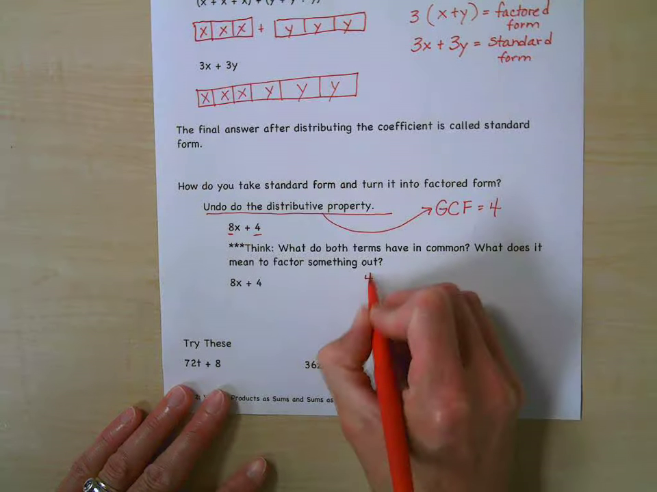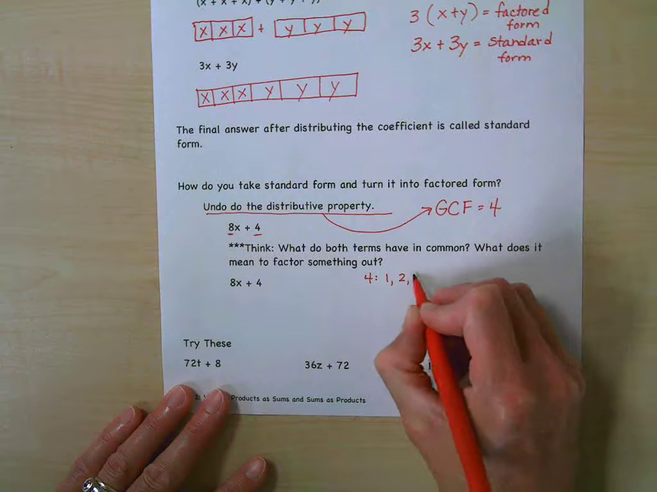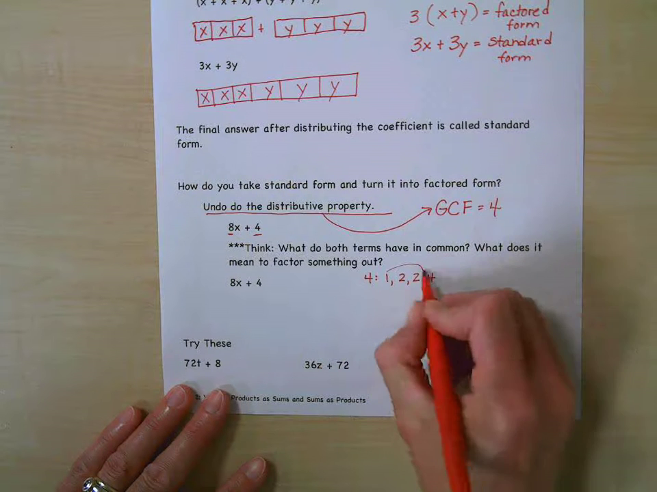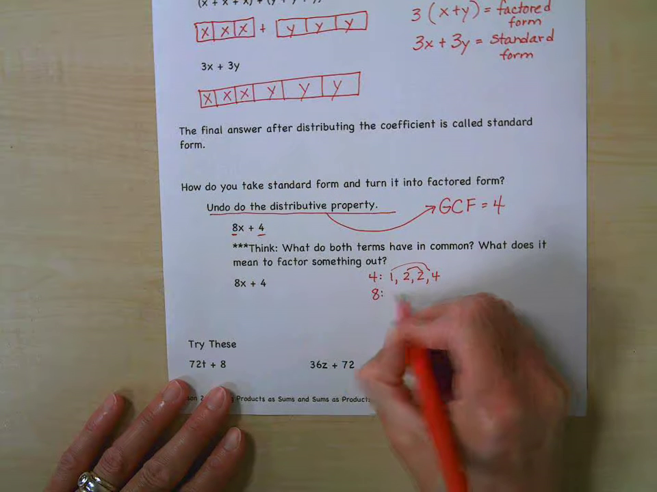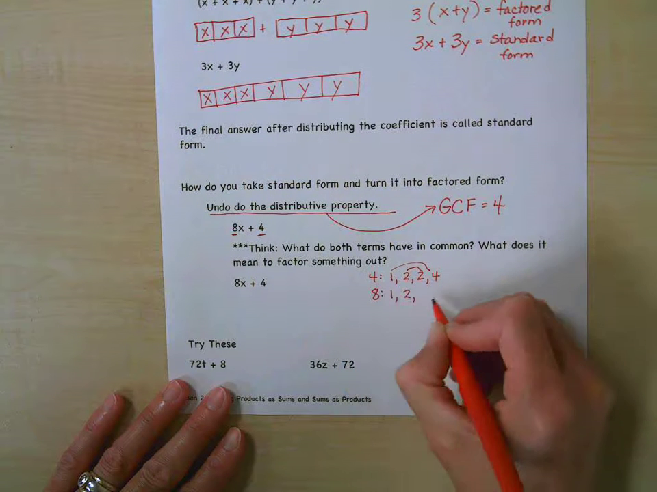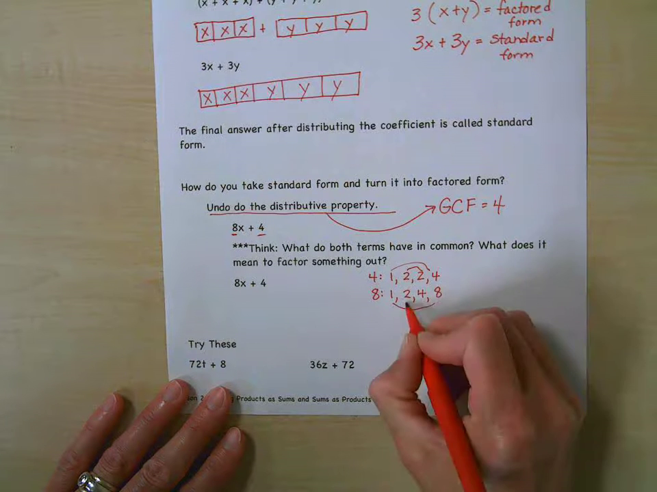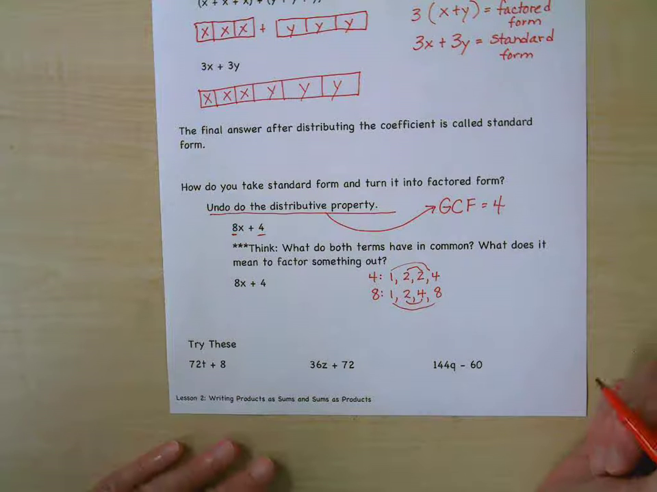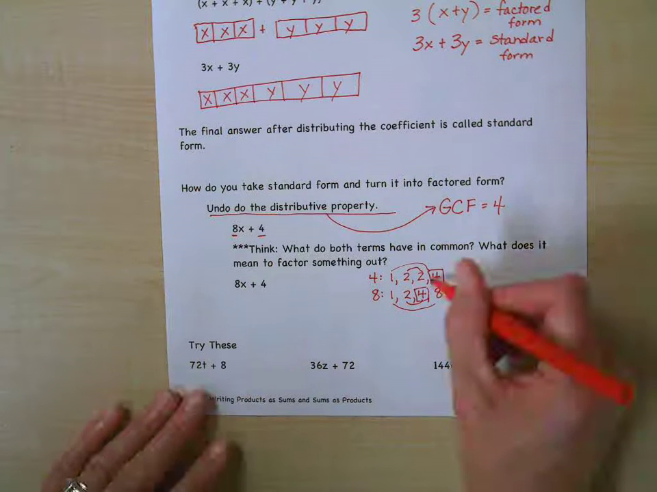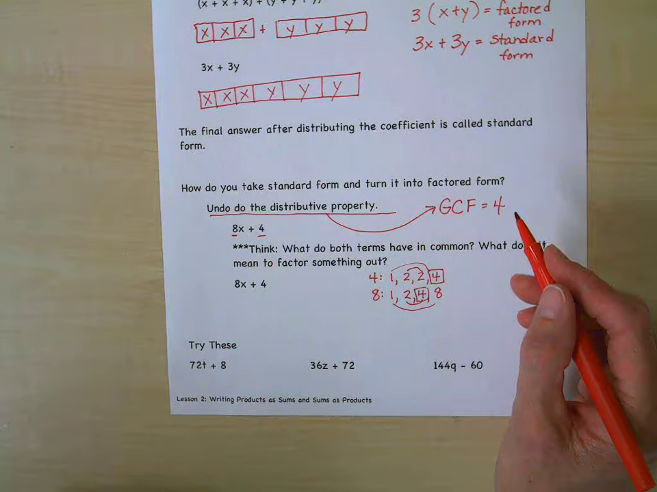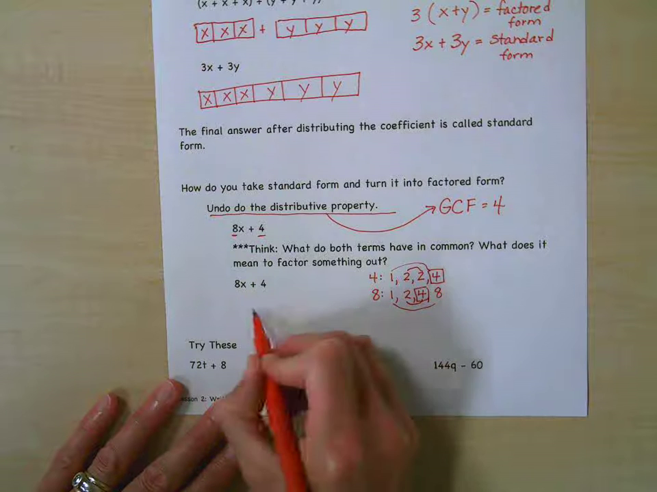So then it says, what do both terms have in common? So if I write it out again, so here's 4. That would be 1, 2 times 2, right? And 4. So these two multiply together to get 4, these two. That's called the rainbow method. Then we have 8, and we have 1, we have 2, we have 4, and we have 8. So this multiplies to this, and this multiplies to this. That's the rainbow method. So now you're looking for the greatest, and the greatest that they share is 4. So that's how we found the GCF.